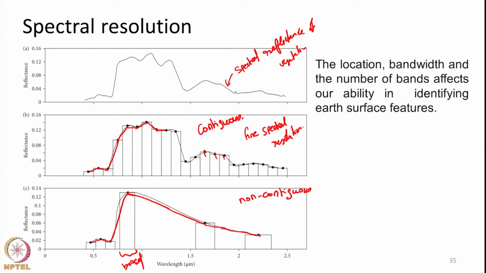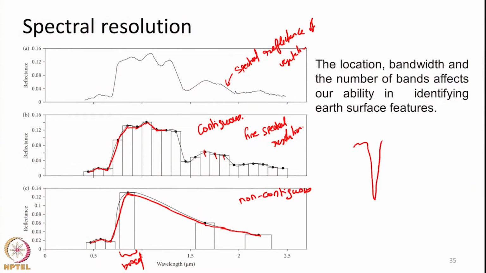Maybe we will see a little bit more detail about the absorption features in later lectures, but what I want to say is the number of bands, the central wavelength of each band and the spectral bandwidth, all of these things, that is essentially the spectral characteristics of the system, will define the amount of information or the proper spectral information that we collect, because only within that particular spectral bandwidth we are collecting data.